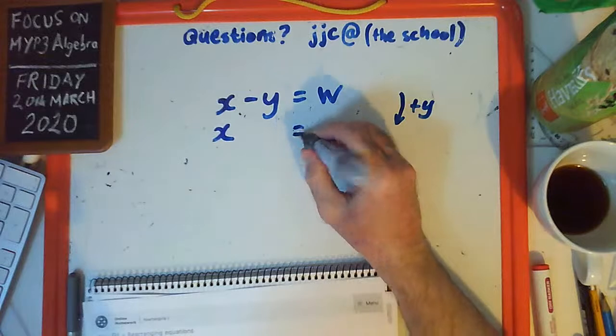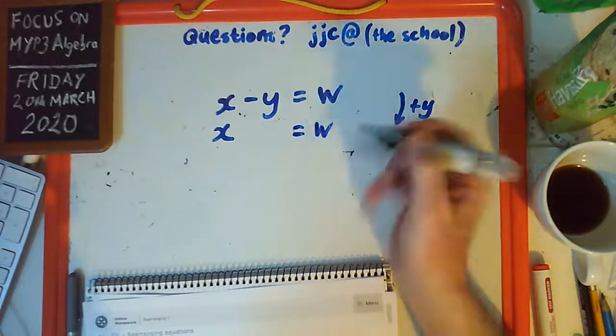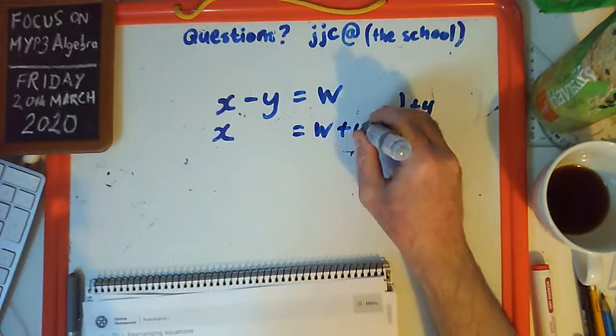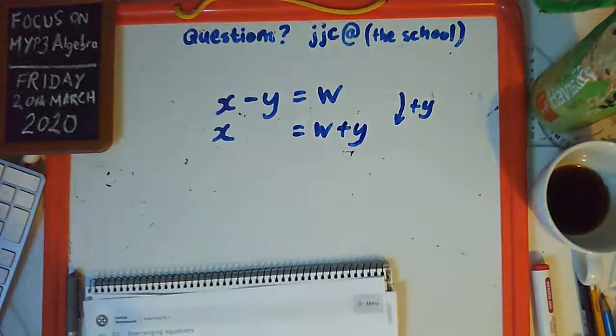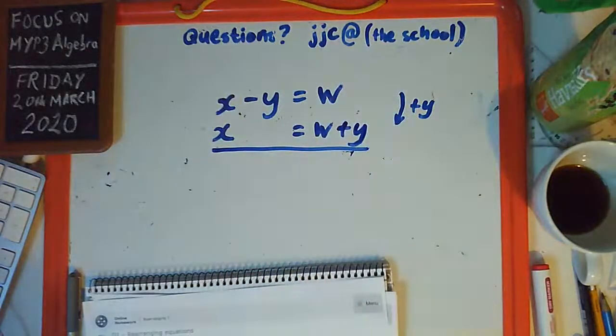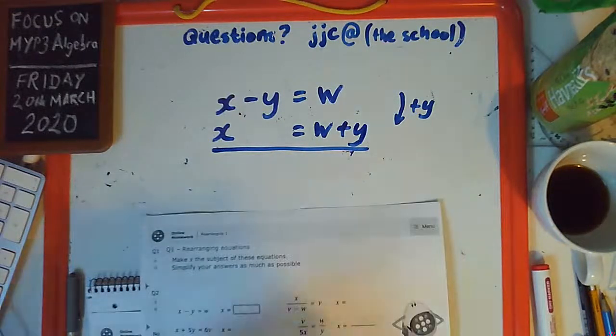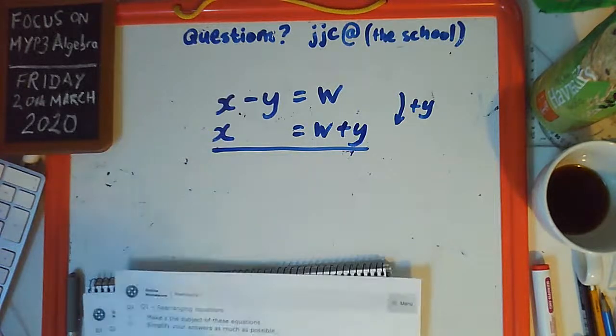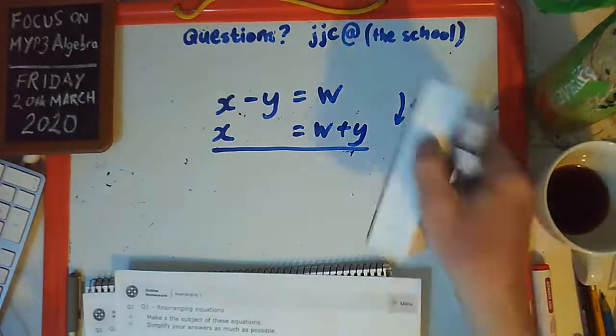But because an equation is like a balance, when I add y to the left, I also have to add y to the right. So x equals w plus y. And that's the first question answered, because that's what we're trying to do. We're trying to rearrange them as x equals something with all the other letters. That's that one.